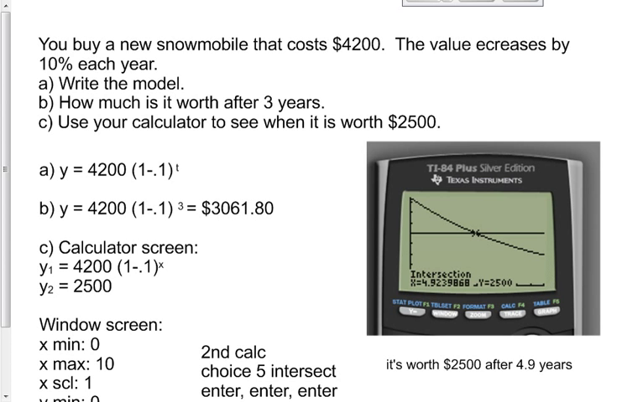All right, so I'm going to talk you through a word problem here. I'm also going to show you how you can do some of this on your graphing calculator. So have your graphing calculator handy, and I'll talk you through some steps. We want to buy a new snowmobile that costs $4,200. The value decreases by 10% each year. 10%, what's that look like as a decimal?